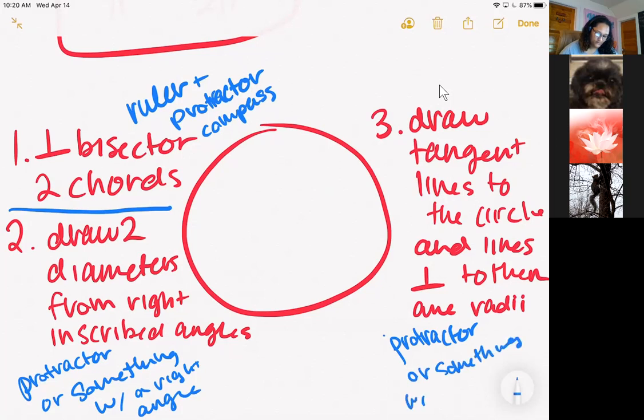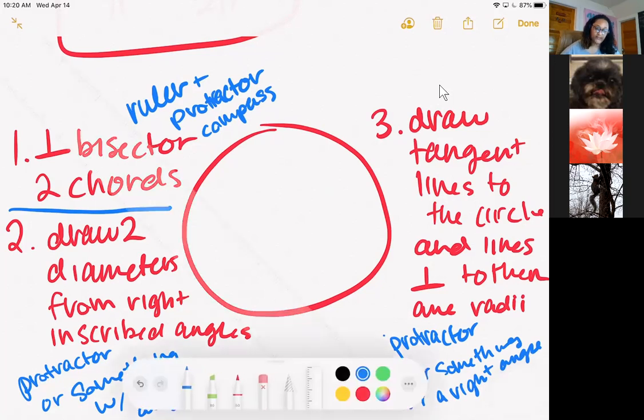So if I were to choose one of these 3 methods, I would choose 2 or 3 because it involves fewer materials that you need. But let's demonstrate all 3. So I have a ruler here. Can you all see my ruler?